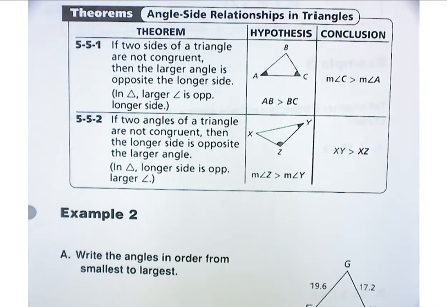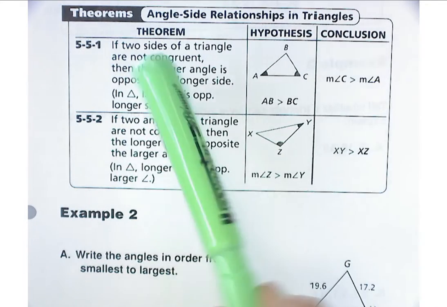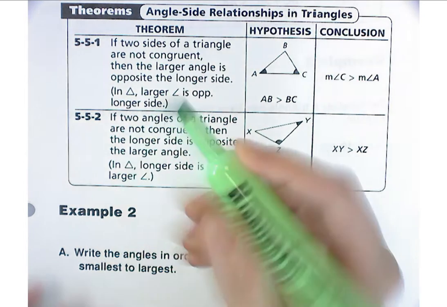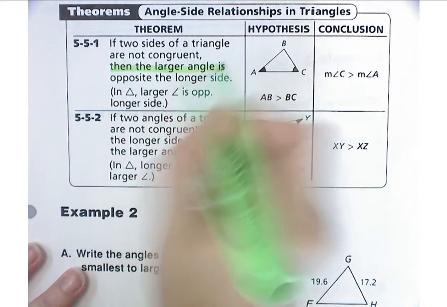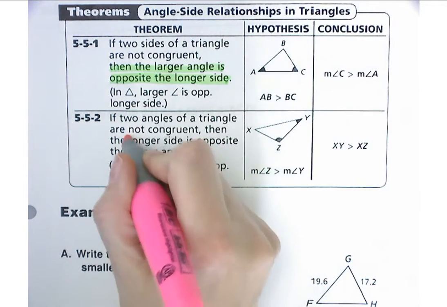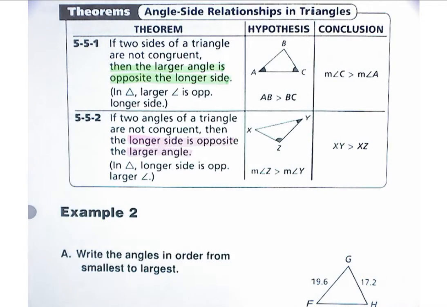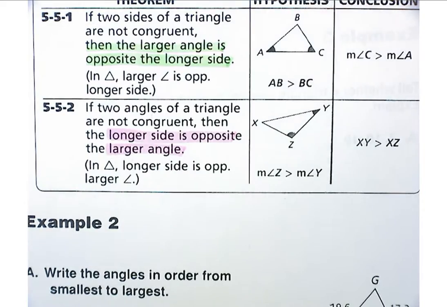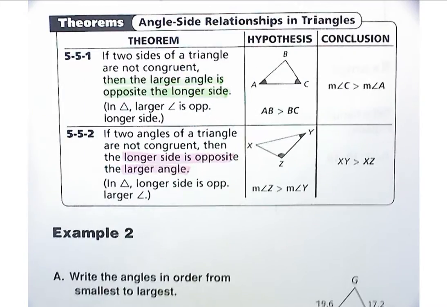All right, so in both of these, the hypothesis is going to tell you about the two sides of the triangle. If they're not congruent, something happens. The first one tells you that the larger angle is opposite the longer side. And the second one tells you that you're going to have the longer side opposite the larger angle. So in both of these theorems, they are reminding you of your isosceles triangle theorem.